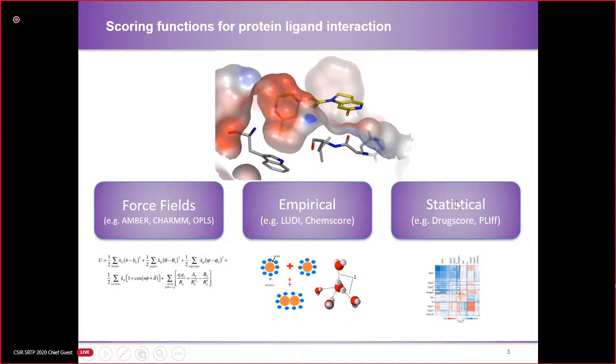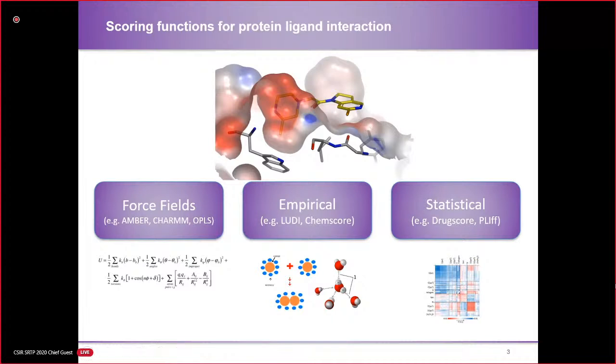The last class among these three is statistical, or otherwise also called knowledge-based scoring function. Why they are called knowledge-based is that you have a huge knowledge of protein ligand complexes. As I said, this particular picture is generated using X-ray crystallography. There are many such protein ligand complexes that have been solved and deposited in the PDB data bank. You can take them all, and then you can observe that there is some pattern which emerges, that some atoms want to come near to some other specific atoms.